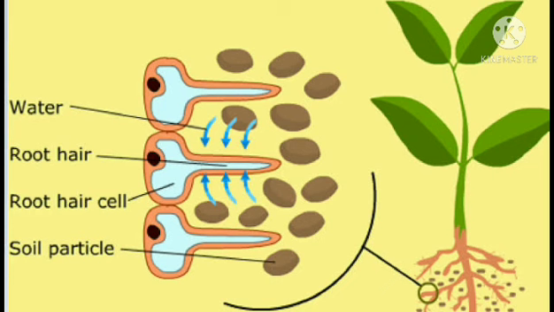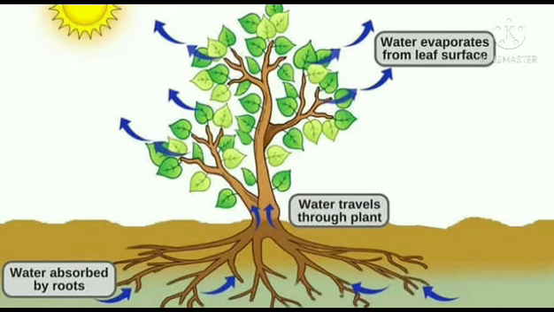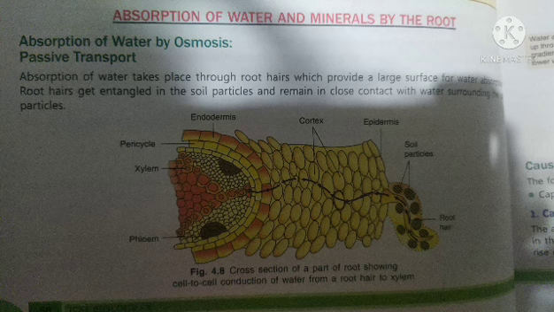So dear students, in this video we will learn about absorption of water and minerals by the root. So let us learn about first of all the absorption of water by osmosis process. You know osmosis, it is the movement of the solvent molecules from the region where it is present in higher concentration towards the region where it is present in lower concentration through semi-permeable membrane.